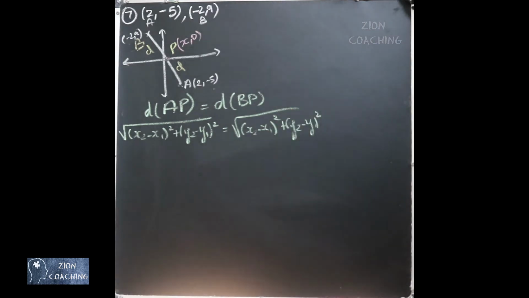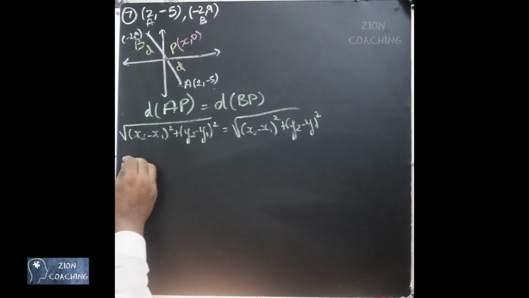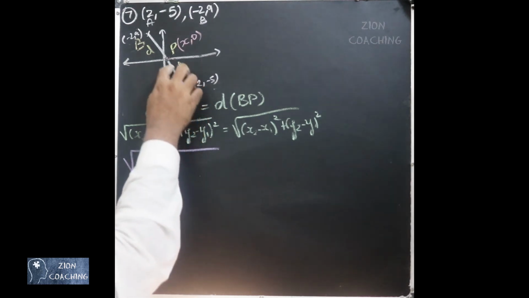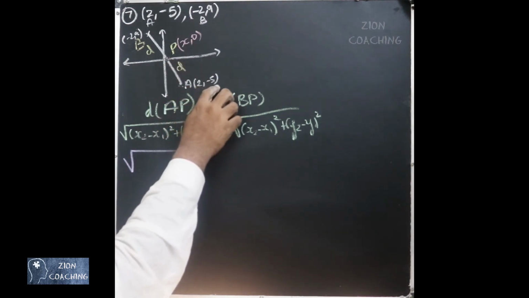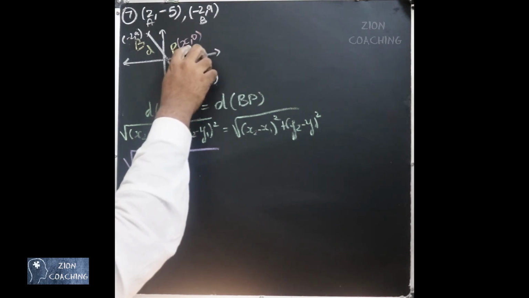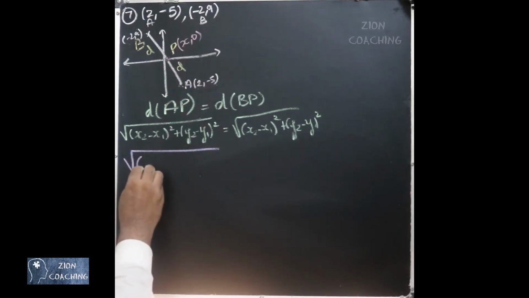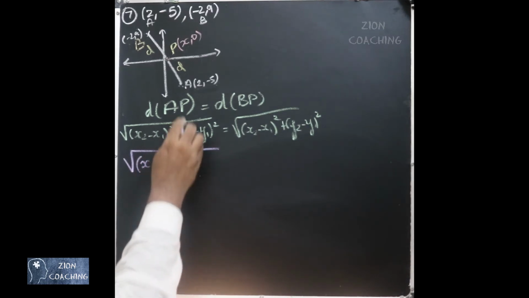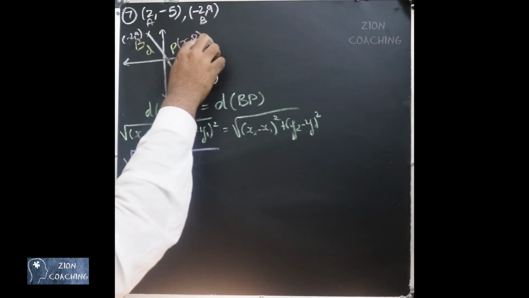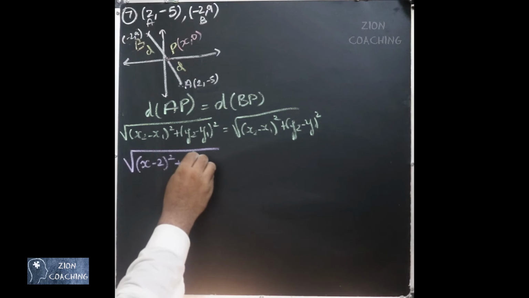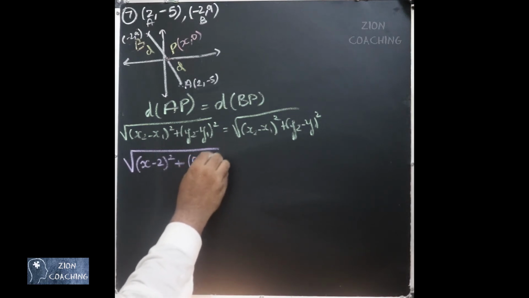Now we are going to substitute the values. When we substitute the values, when we consider A and P, this is going to be your x1, y1, and this is going to be your x2, y2. So x2 minus x1 is going to be x minus 2 the whole square plus y2 minus y1. 0 minus of minus 5 is going to be 0 plus 5 the whole square.